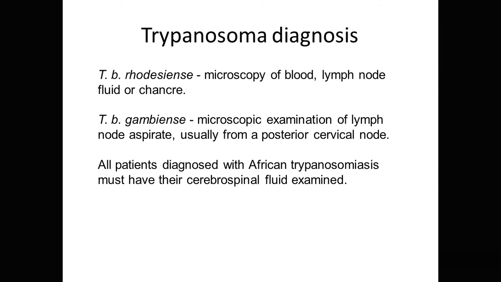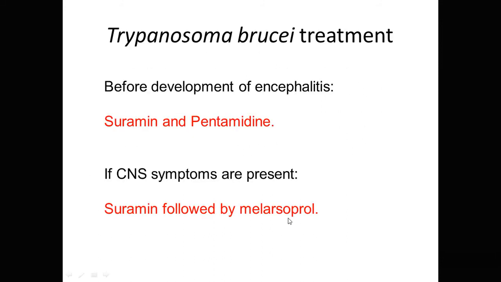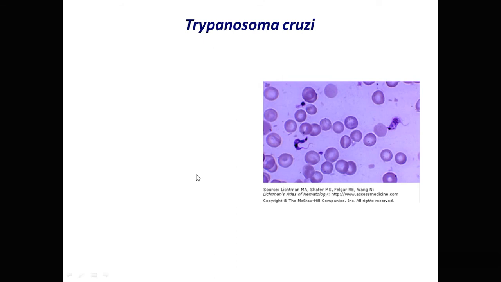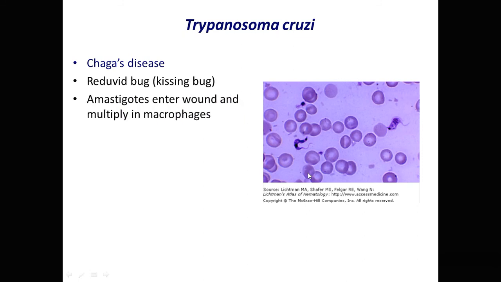And all patients with African trypanosomiasis should be checked if the parasite has reached the CNS, because then the treatment can be different. So before reaching the CNS and development of encephalitis, we have suramin and pentamidine. And if there is also CNS involvement, we have suramin and also melarsoprol that can pass the blood-brain barrier.